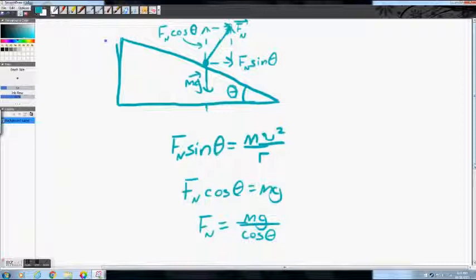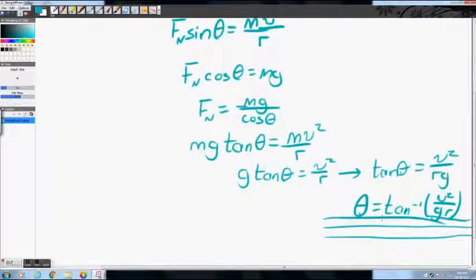Oh, that's not really good. Should be equal to Fn cosine theta. There, mg. So, basically, when this is perfectly banked, Fn sine theta equals mv squared over r. Now, how about we find a formula for theta? What we're about to find is a formula for theta, the angle at which the curve will be perfectly banked, if we know a certain velocity on a curve of a given radius.